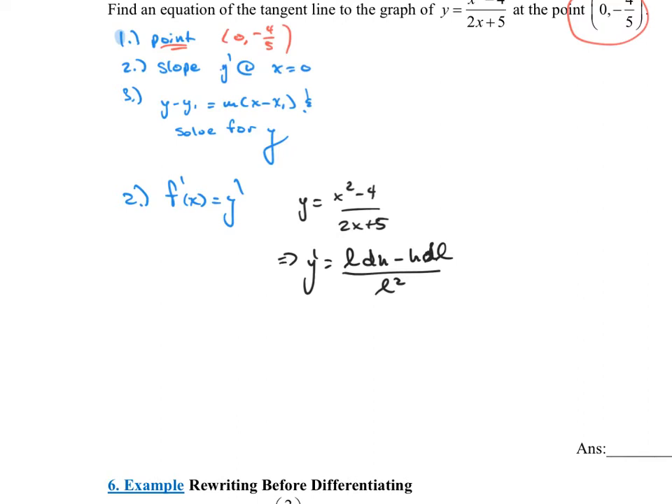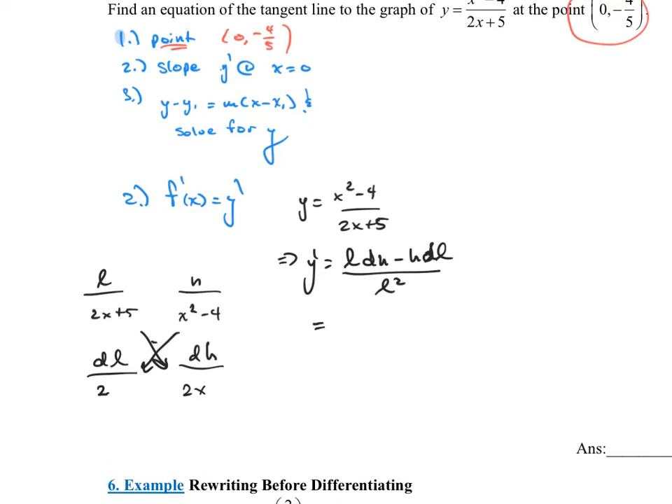Let's figure this out. What's the low function? The low function is 2x plus 5. So what's the derivative of the low function? The derivative of 2x is 2 times 1, which is just 2. And the derivative of 5 is 0. The high function would be x squared minus 4. The derivative of x squared is 2x to the first, which is just 2x, and the derivative of negative 4 is 0. And remember, it's going to be low d high minus high d low over what's below squared.